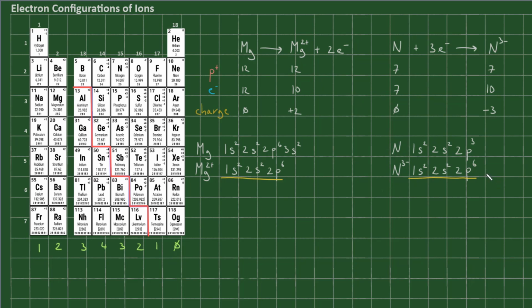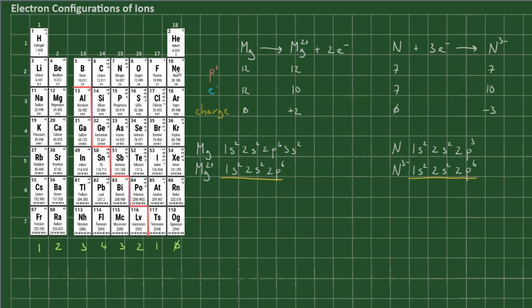Recall that when atoms become ions, they mimic the electron configurations of noble gases. So what noble gas are the magnesium and nitrogen ions mimicking? Both of these ions have 10 electrons. This means they are mimicking the noble gas with 10 electrons. And if I look at my periodic table of elements, neon has 10 protons and therefore 10 electrons.